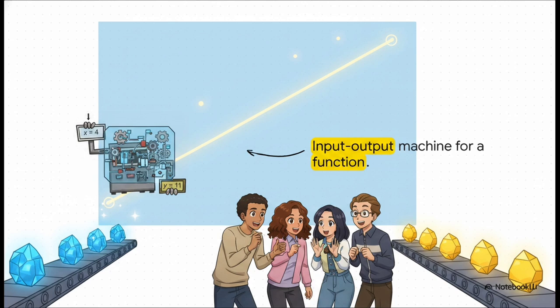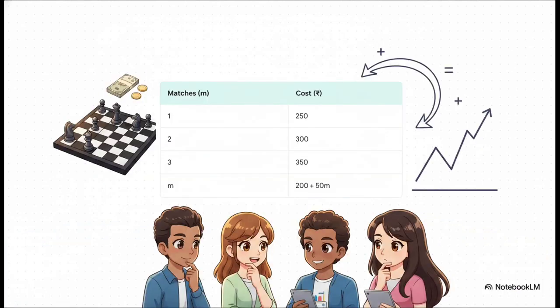Every single time you put a 4 in there, you will get an 11 out. It's a completely reliable, rock-solid mathematical relationship. Let's look at this predictable machine out in the wild.